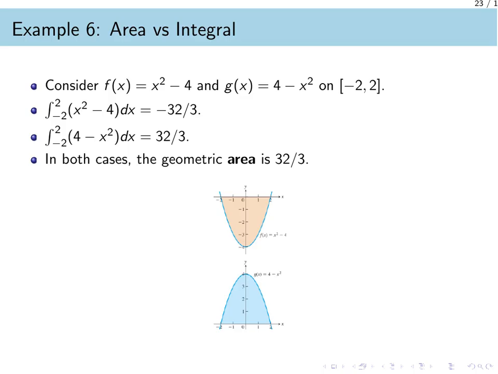This slide presents a visual comparison between two functions to illustrate area versus integrals. The top graph shows x squared minus 4, which dips below the axis, resulting in a negative definite integral of negative 32 over 3. The bottom graph shows its reflection, 4 minus x squared, which has a positive integral of positive 32 over 3. Despite the sign difference in their integrals, the geometric area enclosed between the curve and the x-axis is identical for both cases, 32/3.